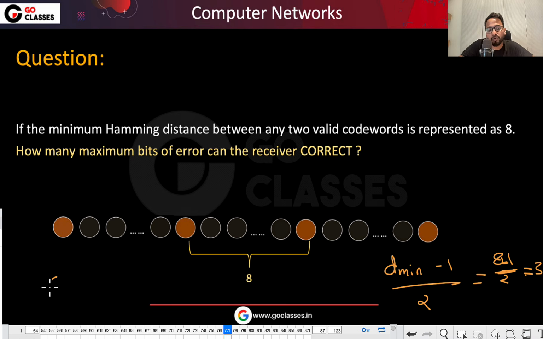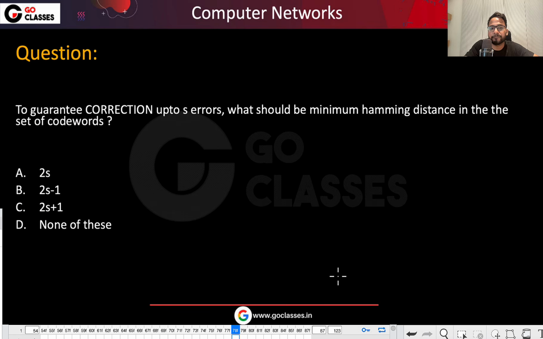For a minimum Hamming distance of 3, you can make a diagram. This is minimum Hamming distance 3, which means you can detect 2 bits of error, but you can correct only 1 bit of error. You can make the diagram, and then you can separate the set of invalids. This is a very interesting idea, isn't it?